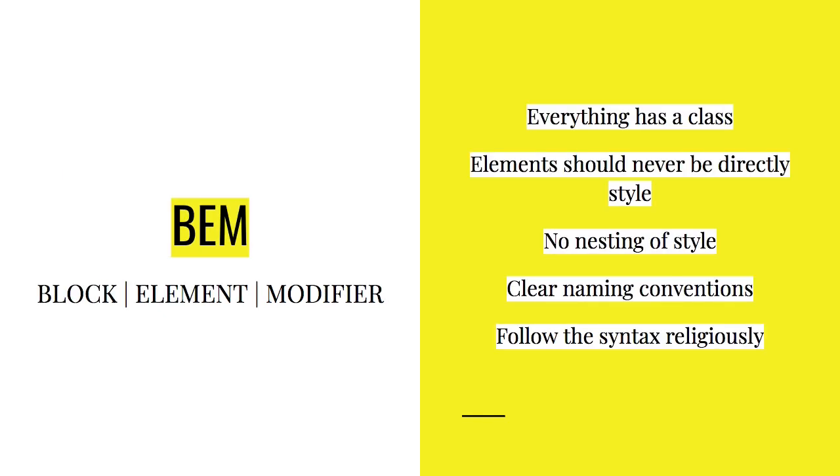BEM is block element modifier, so it has some rules and we have to follow them strictly if we need some encapsulation. Otherwise it will not work. So everything has a class. I mean everything. Every element you have there should have a class. An element should never be directly styled, because it has a class, right? So no nesting of style. By nesting I mean we can't use any selectors or pseudo selectors, and we can't nest them. Clear naming conventions should be there, and we should follow the syntax religiously.